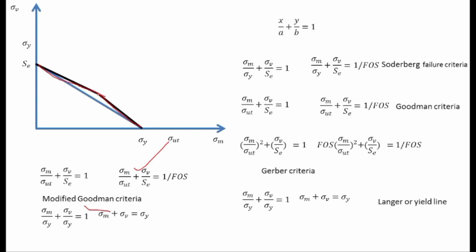Now, according to the modified Goodman criteria, the body will not be safe right after that. But according to the Gerber criteria, the body was safe in this region as well. Soderberg criteria is the most conservative criteria. If you design anything against it, your design will be safe against the others as well. But this criteria is not used most frequently.